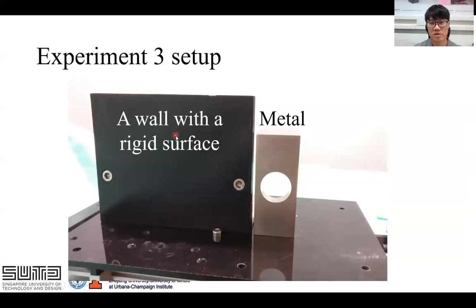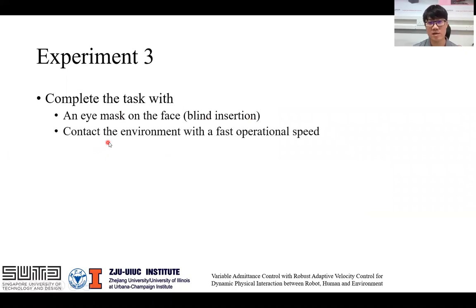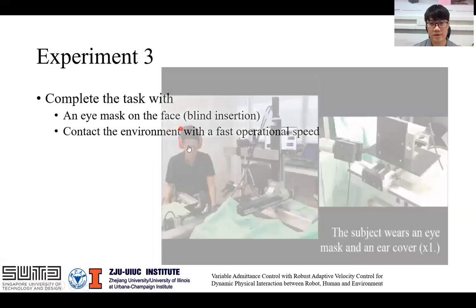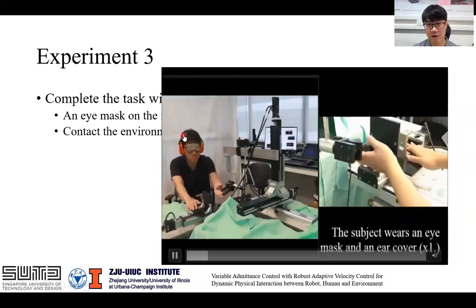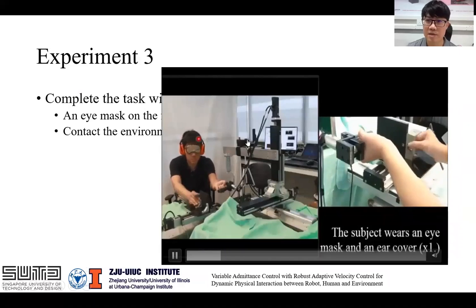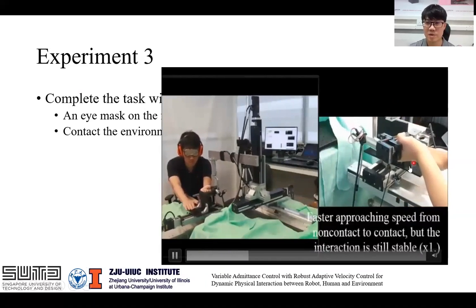Then lastly is our third experiment. We have the wall with a hole in the surface made of sheet metal, but this time the human has to complete the task with an eye mask on. We call it blind insertion. And then he has to contact the environment with a very fast approaching speed. So here's what I mean. As you can see, the human has an eye mask on, so he cannot see. When he contacts the environment, he uses a very fast speed.